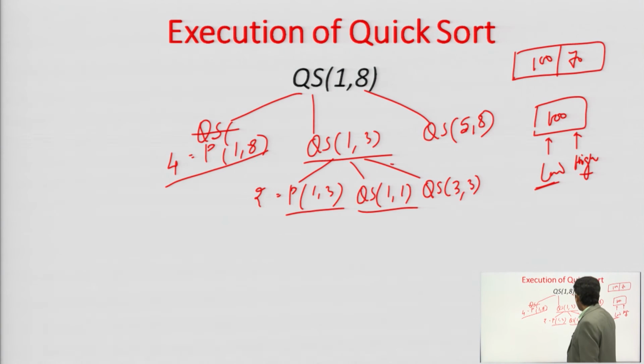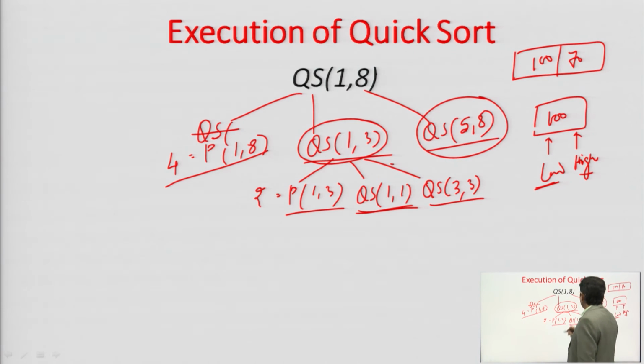So, we have a quick sort 1 1 here. Now, quick sort 1 1 says that it has a single element. It will terminate automatically because the base condition has appeared. Now, after this the execution of quick sort 3 3 will take place. Quick sort 3 3 also contains a single element, so this will also stop. After this we have quick sort 5 8. So, you can see that we have first finished this quick sort 1 3, then we are going for this part. These are the recursive calls.